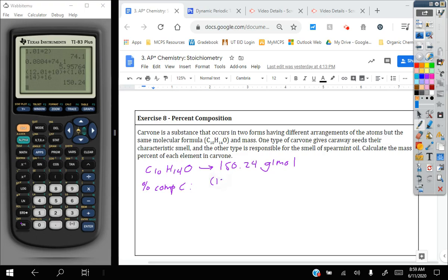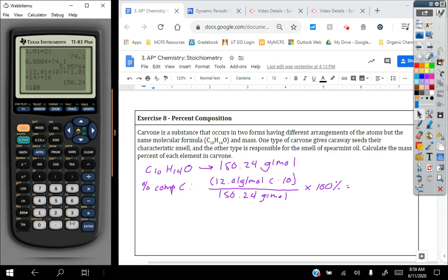Now, to find the percent comp of each element, so percent comp of carbon, we're going to take that first portion, 12.01 grams per mole of carbon times 10, divide that by 150.24 grams per mole, and then multiply by 100% to figure out our percentage. So it's basically looking at each part of a whole. Not a terribly hard calculation, but can get tricky sometimes. So divided by, and I'll just plug in my answer, 150.24. So that looks like 0.7993.